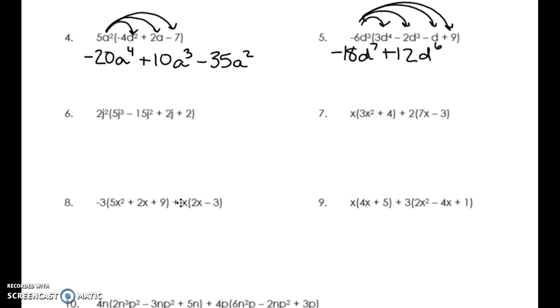Then moving on to the next one. Now you have negative 6d to the third times negative d. You can think of it like there's a negative 1 there. So negative 6 times negative 1 gives you positive 6, so plus 6. And then what is d to the third times d? D to the fourth, because this is d to the first, so you've got to add that 1 to it.